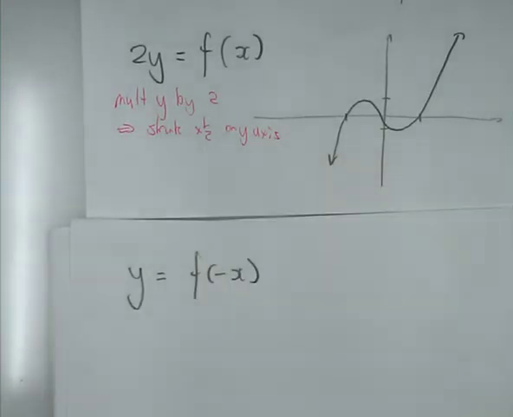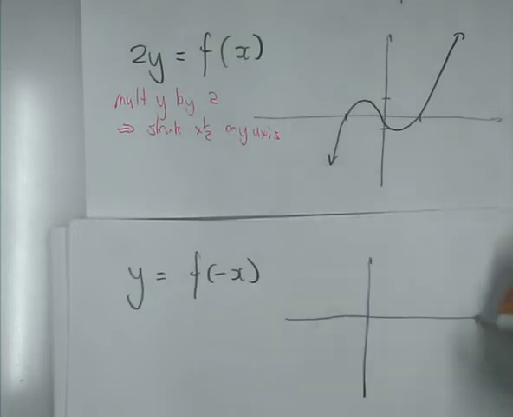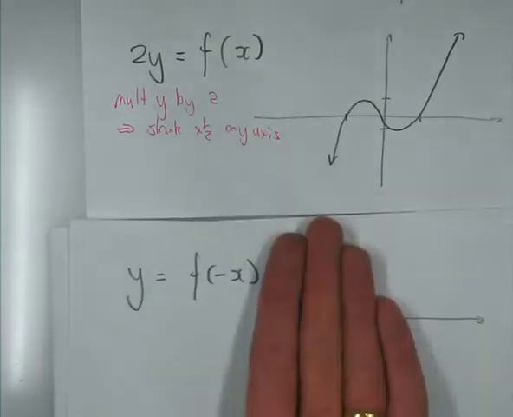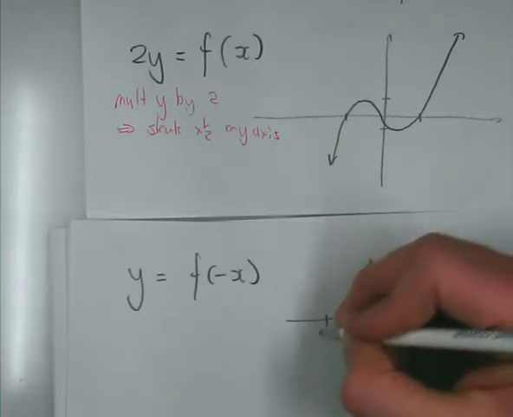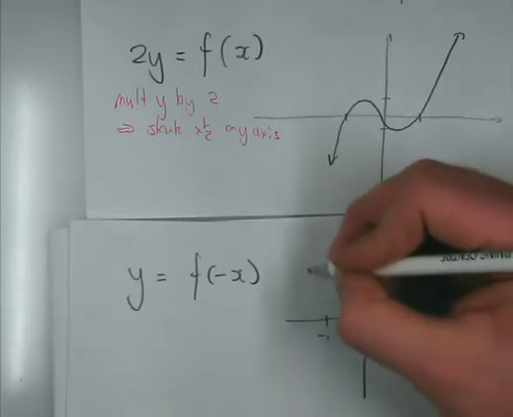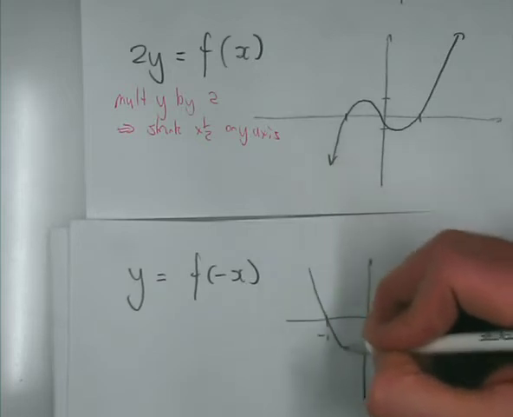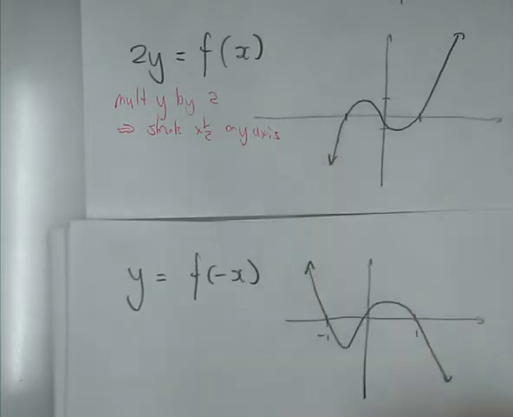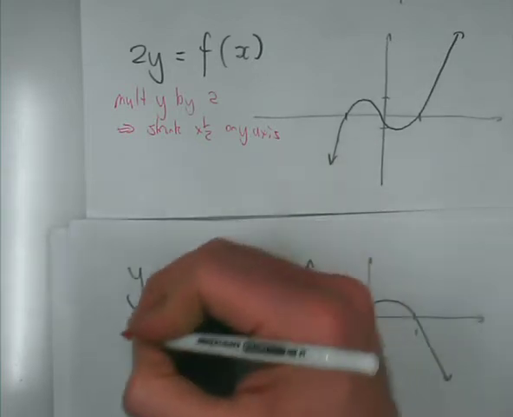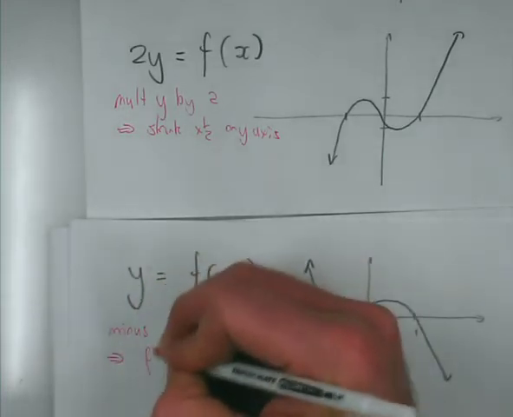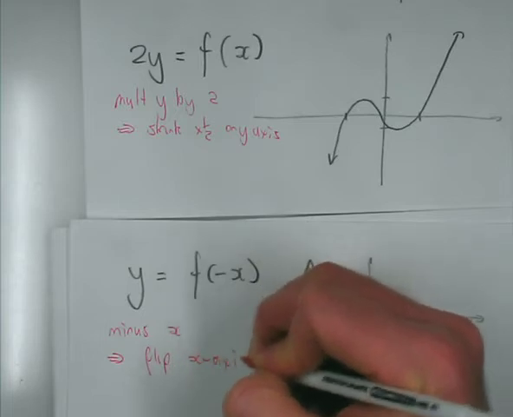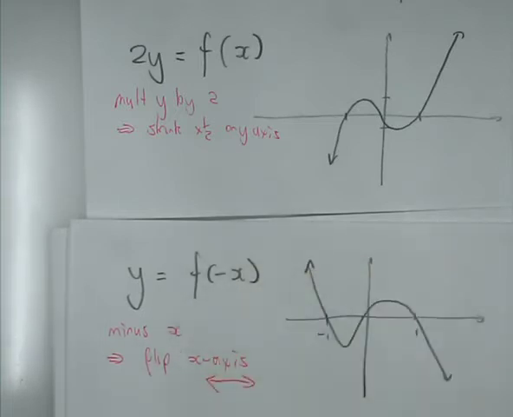It's doing a minus next to the x. So that would be doing this. And that would flip it this way. So all your pluses would become minuses, all your minuses would become pluses. So what happened is I flipped this way. So minus the x means flip the x-axis this way, basically. And minusing the y means flip the y-axis the other way.